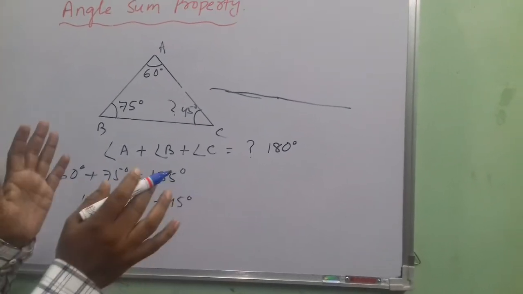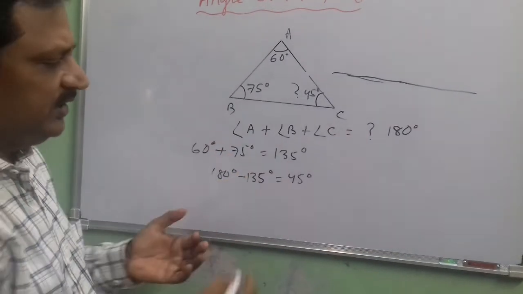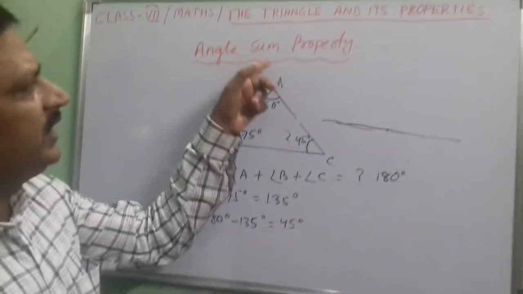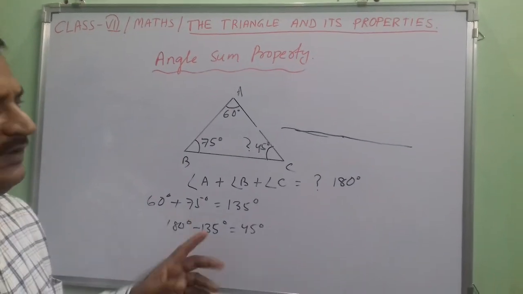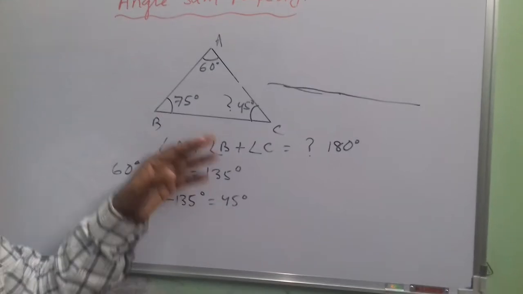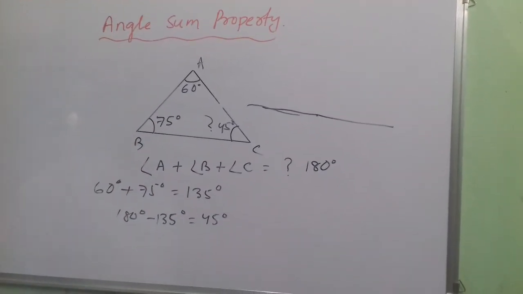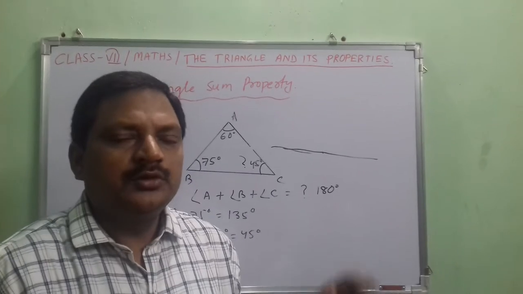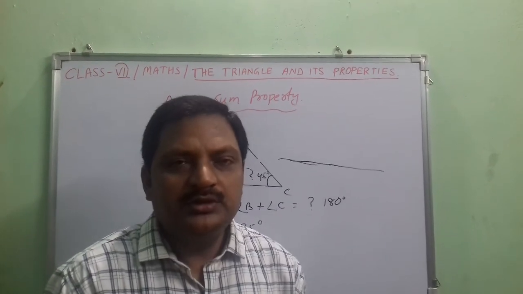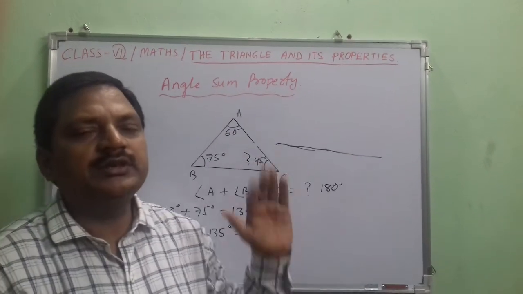Okay. In a triangle, if we are given any two angles, then we can find the third angle in this way. Okay. This is called angle sum property. That means in a triangle, the sum of the measures of all the three angles is 180 degrees. Okay. So here we learnt about median, altitude, exterior angle, and we learnt about the angle sum property of a triangle.